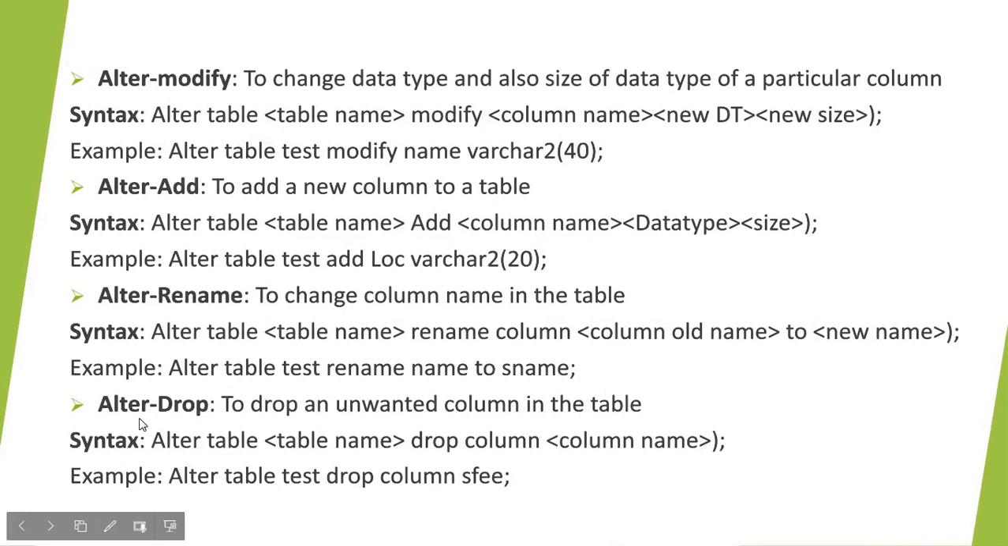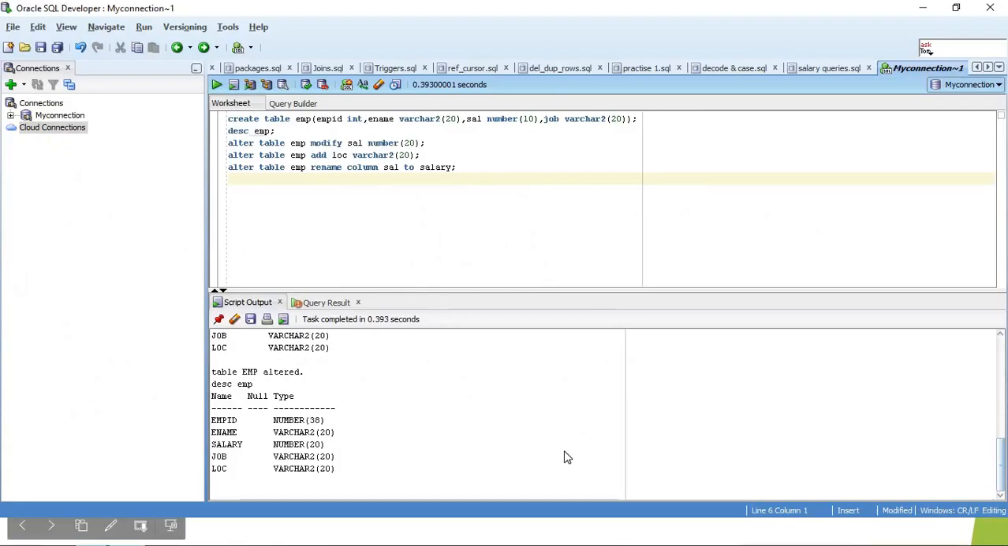Next, alter drop. We use this alter drop command to drop an unwanted column in a table. If you want to drop any column, you want to delete any column from a table, we use this alter drop command. Alter table, table name, drop column name. This is the syntax for that. Let's test once. I want to drop the location column from this employee table.